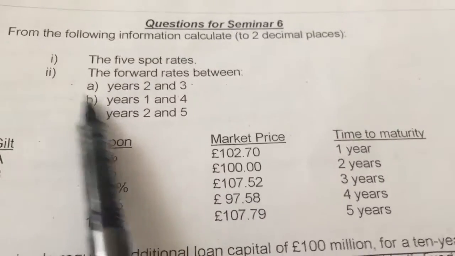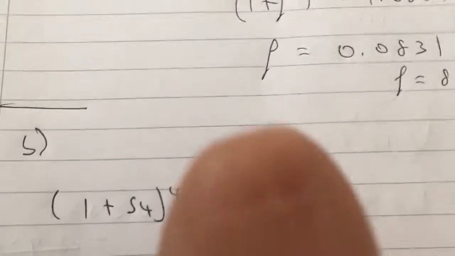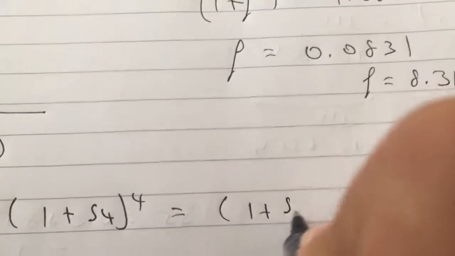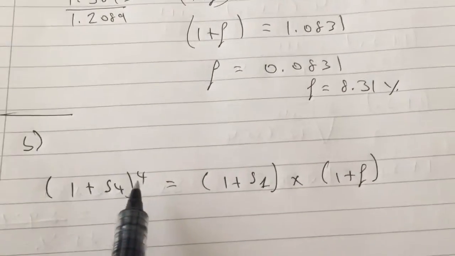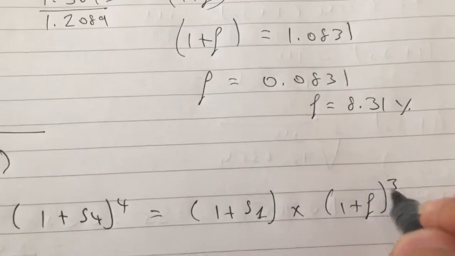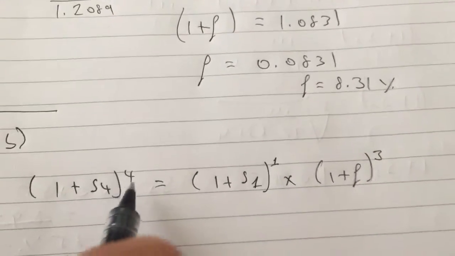Now let's do part B, years 1 and 4. Again, 4 is the bigger number. Year 4 is 1 plus S4 to the power of 4 equals, for the smaller year 1, 1 plus S1 multiplied by 1 plus F. The powers have to add up to the power of the bigger number. This is to the power of 1, so 1 plus F has to be to the power of 3 to make sure it equals 4.